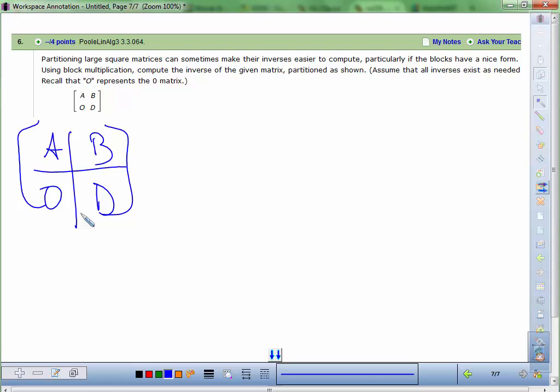The bird. Probably not. No, because this is coming from a bigger matrix.